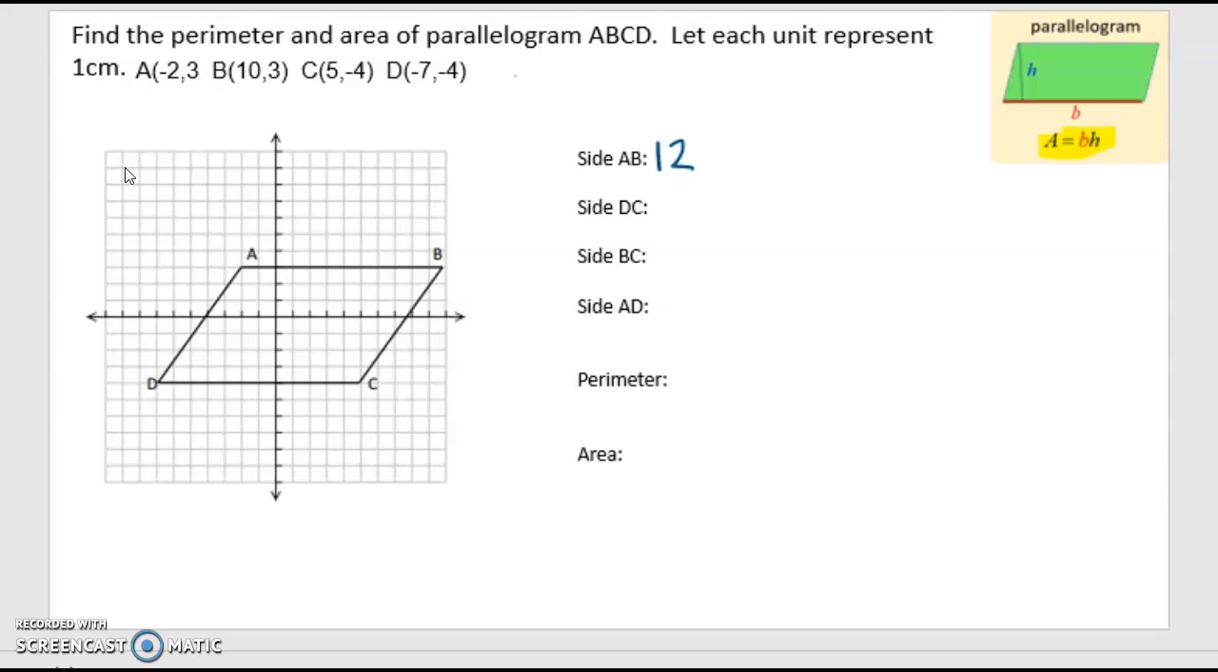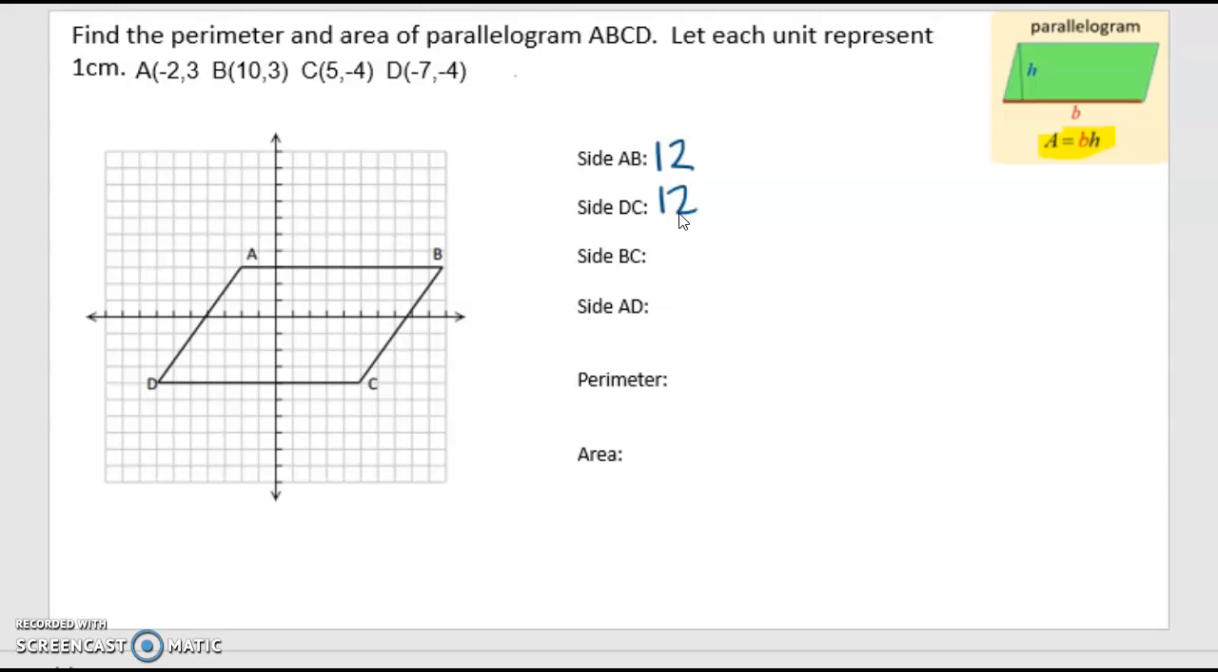And similarly, if I looked at DC, I can count all the boxes across, but I know that for a parallelogram, and you will know this in later units as well, opposite sides are congruent, meaning the same length, so DC is also 12. Again, you can still just count. Okay, from here, I've got now boxes that go through the diagonal.